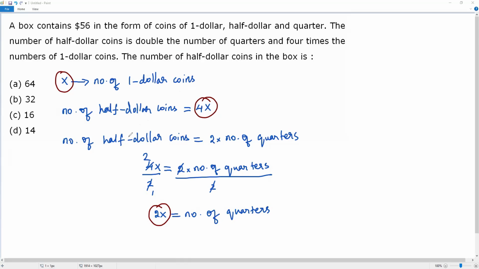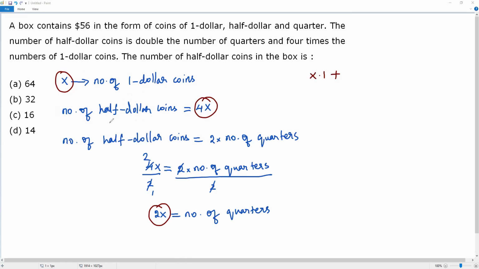Okay, now let's consider this information. That is, a box contains $56. That is, the total value of all the coins is $56. And we know that the value of each $1 coin is just $1. Now, to get the value of X number of $1 coins, we have to multiply the number of coins X and the value of each coin, that is $1. Then we have X times 1, plus.